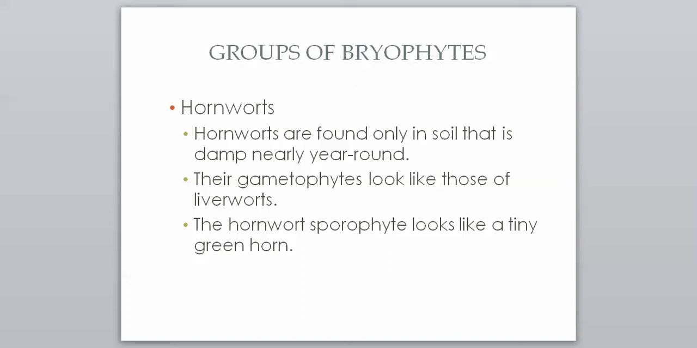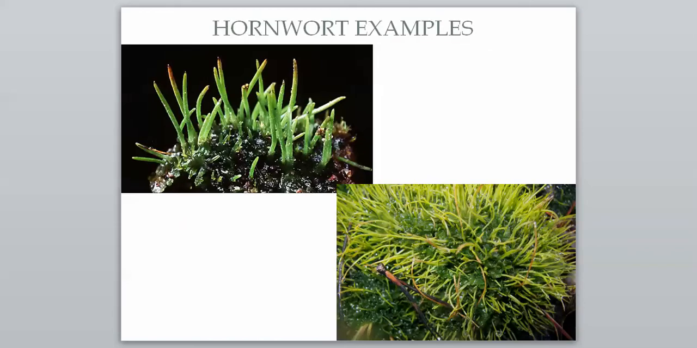And their gametophyte looks very similar to liverworts, and their sporophyte looks like tiny green horns. So as you can see here, we have these little long, pokey looking things, and those are going to be the sporophyte. And here in the bottom right, you can kind of see there's a mixture. You can see the little umbrella type things in the middle, the gametophyte, with the sporophyte horns sticking out all over the place. So that is it for our bryophytes.